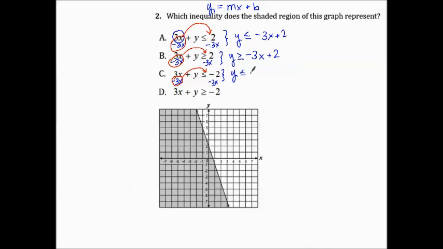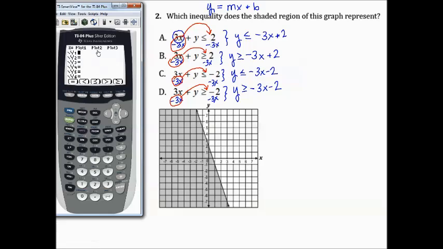y is less than or equal to negative 3x minus 2. And the last one, y is greater than or equal to negative 3x minus 2. You have them all ready and set up to enter here in your calculator to see which one matches. So you can start entering this first one.